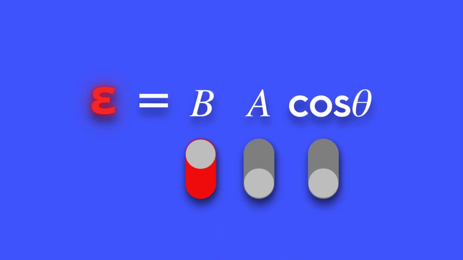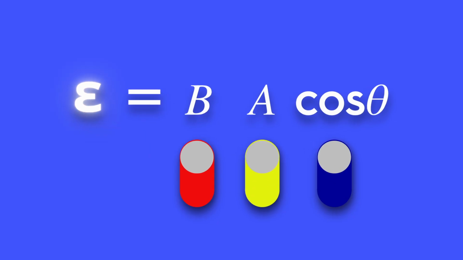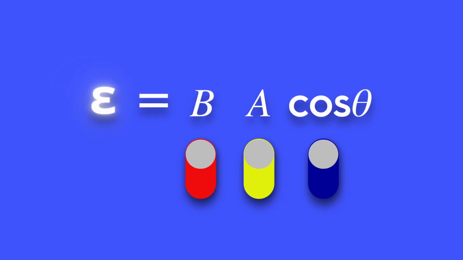It's not just the magnetic field that matters. Flux also depends on area and angle. You can induce EMF by changing any one of them: move the magnet, stretch the loop, or rotate the loop.